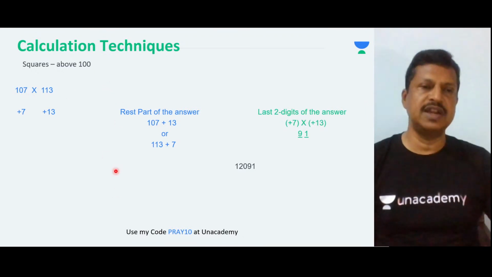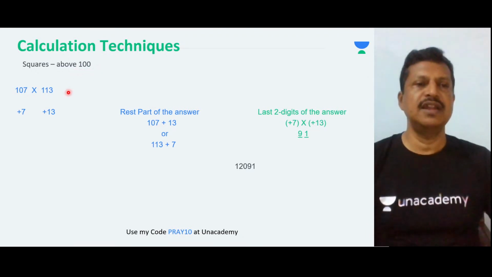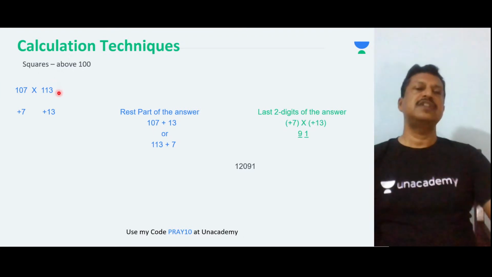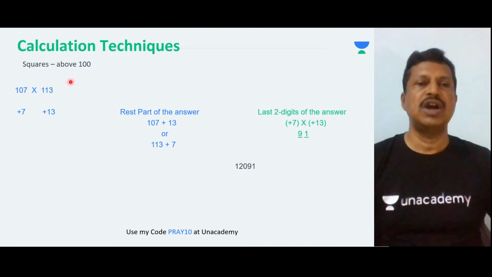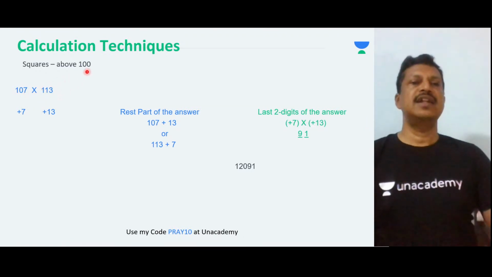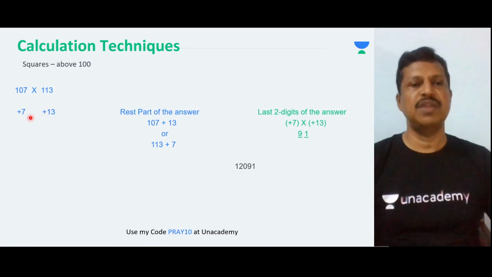So first, see the base is 100 over here. The first number is how far from 100? 107 minus 100 gives you 7. So plus 7 is the deviation. Please remember, this number is plus 7 from 100. Similarly, 113 is how far from 100? 113 minus 100 gives you plus 13. So the deviation is plus 13.